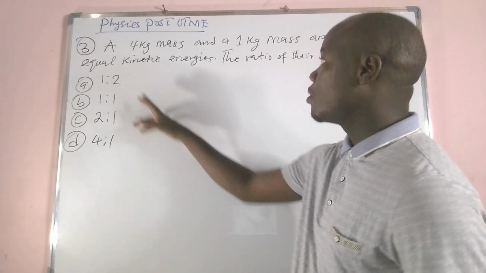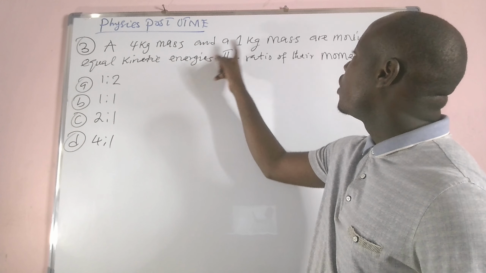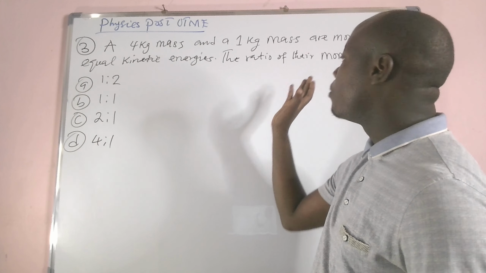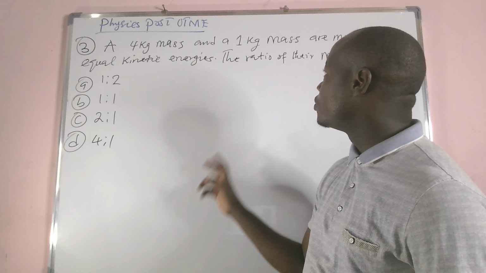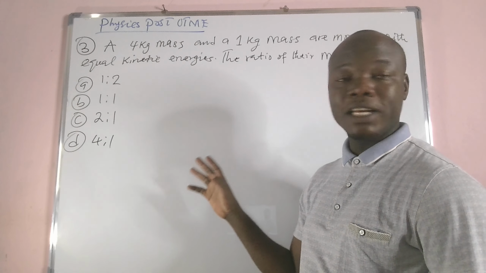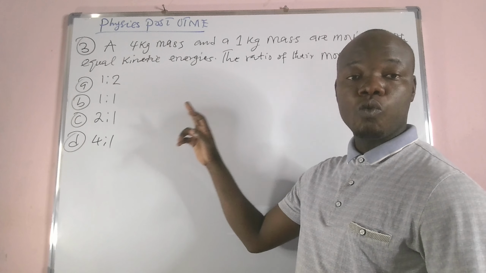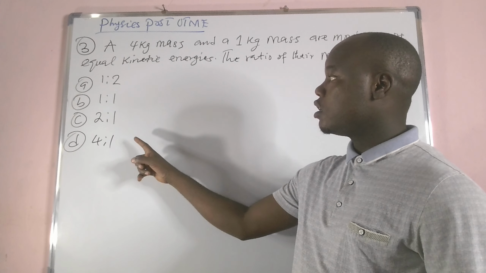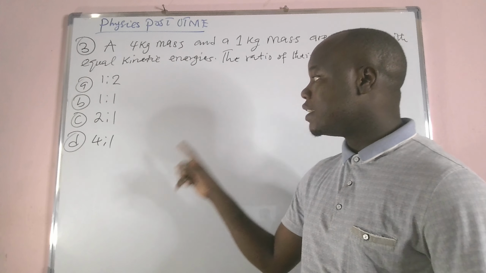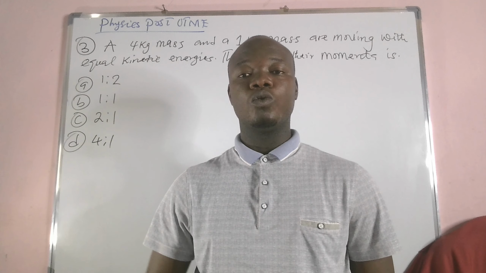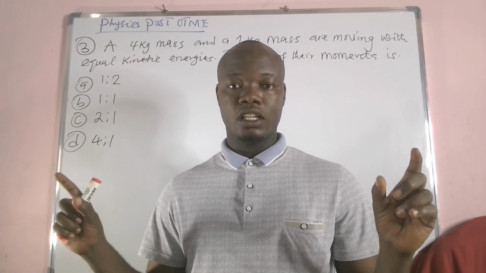As you can see from the question, a 4 kilogram mass and a 1 gram mass are moving with equal kinetic energies. The ratio of their momenta is: A, 1 is to 2; B, 1 is to 1; C, 2 is to 1; D, 4 is to 1. So we are talking about equal kinetic energy.